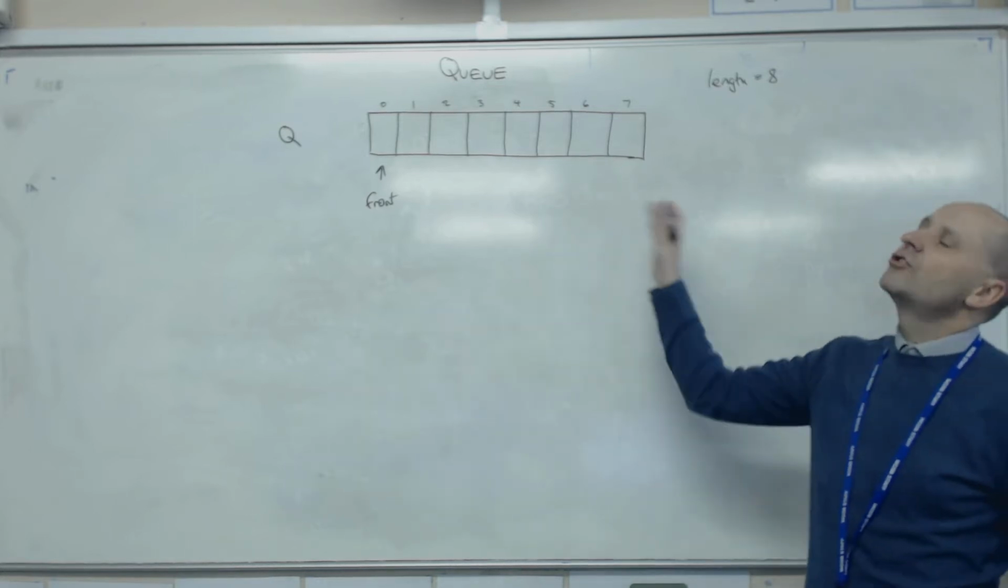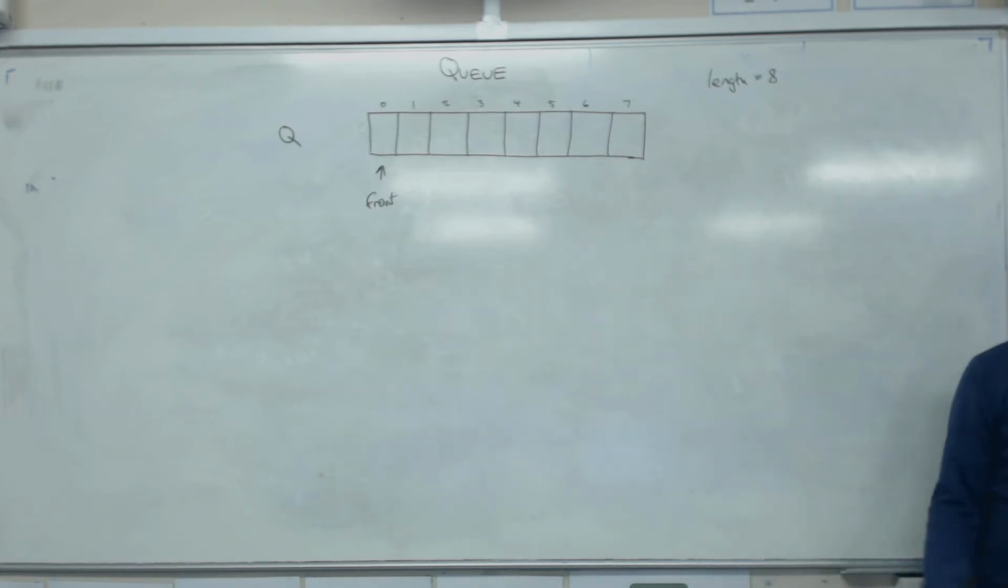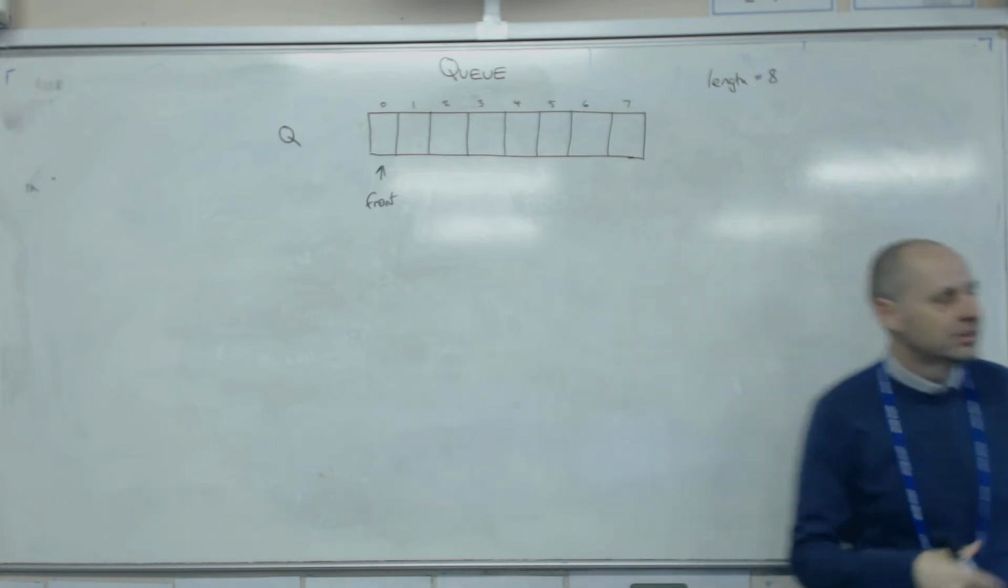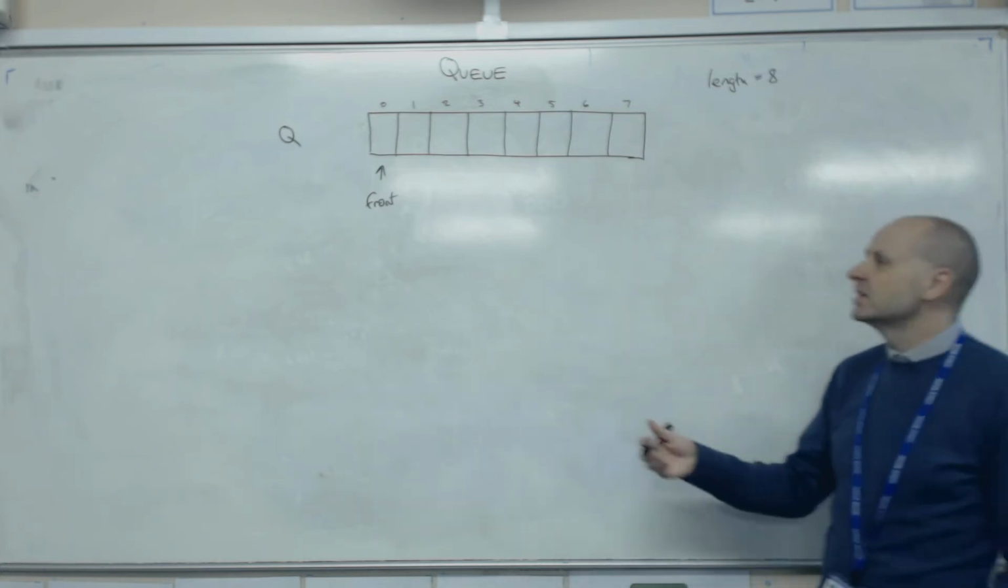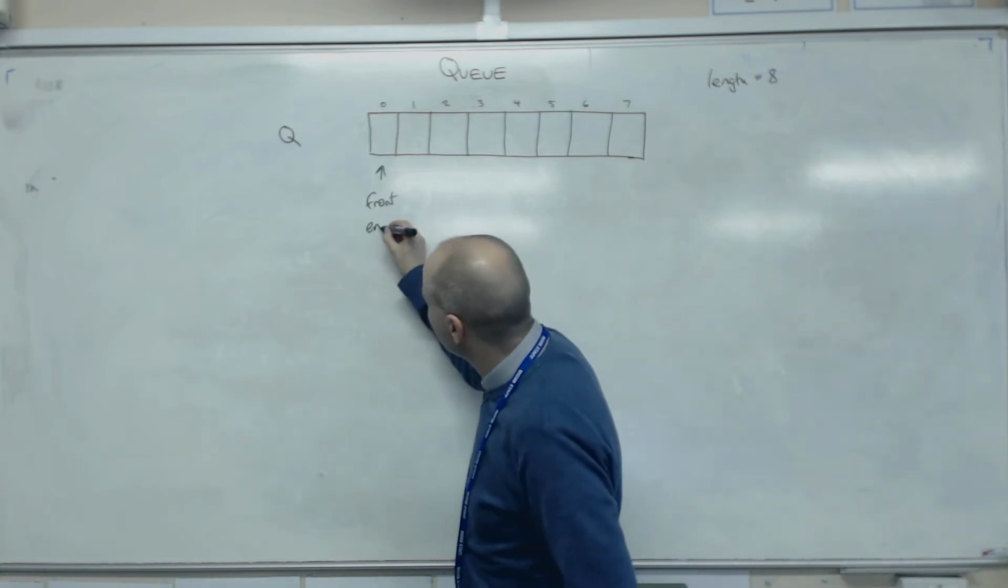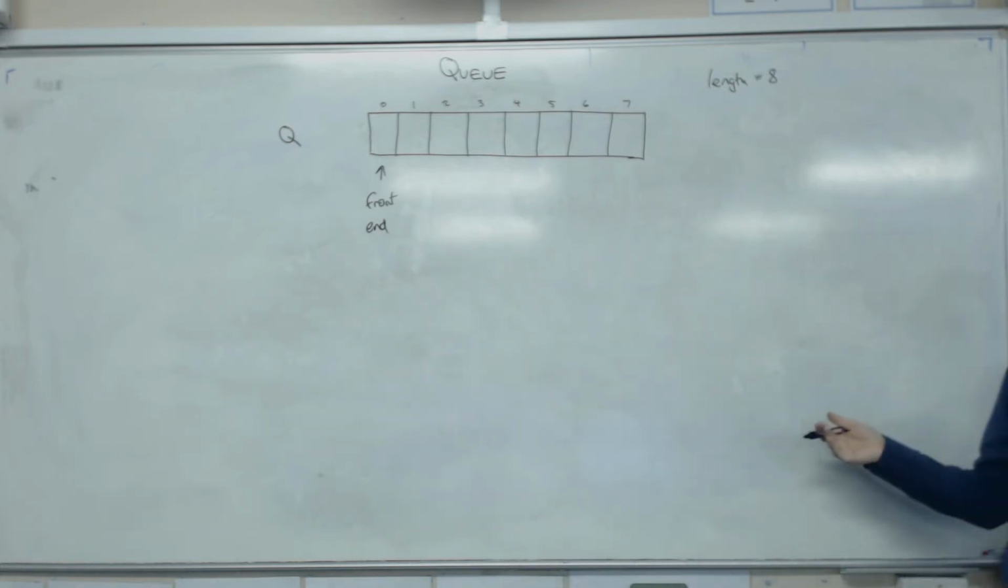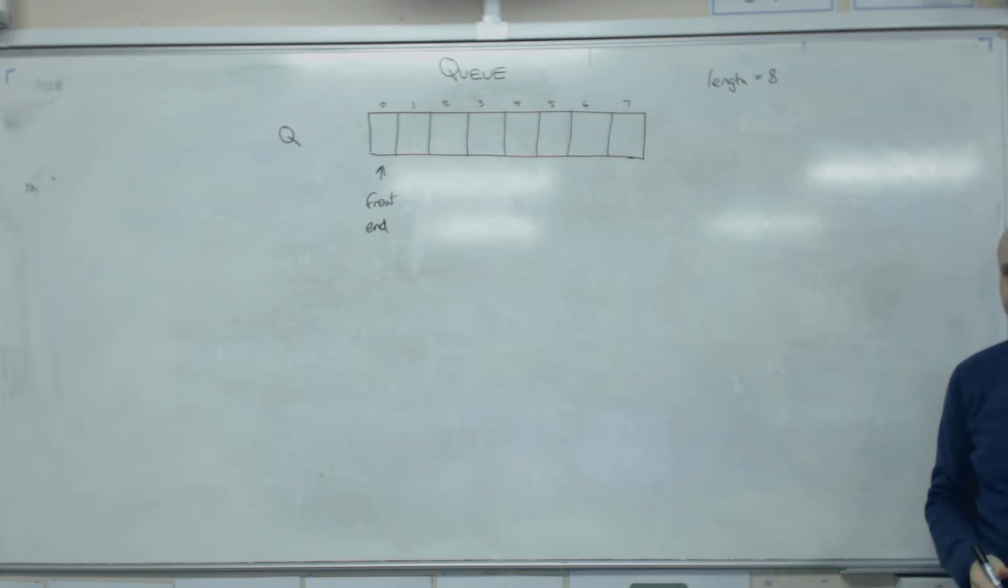Now, in a traditional queue, we can add members to the queue, and we add to the end of it. So in this example, at the minute, because it's empty, the front and end pointers both point to the same location.